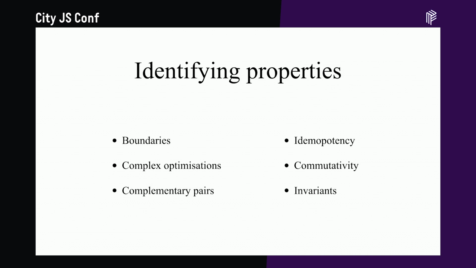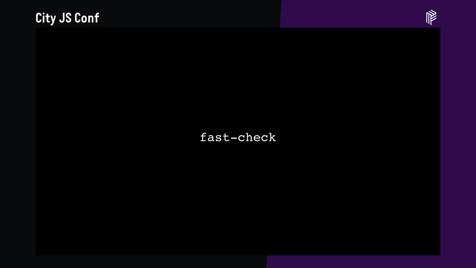I'm not going to talk too long about this, but to give you an example, if you have an encode and a decode function, you can just encode and then decode and check that the output is the same, and that's a property that's going to be invariant. But there's various categories you can use to help think about this and help identify properties.